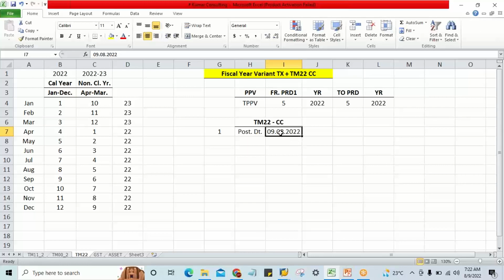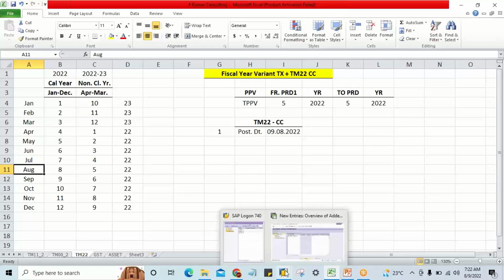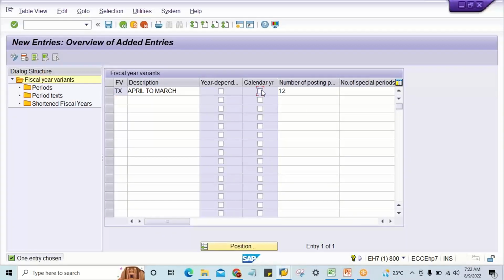So SAP is going to check which month. 08. 08 means what, guys? 08 means it is August. Okay. So which fiscal year are we using? Let's suppose TX is our fiscal year variant. In TX, we have defined that we are going to use non-calendar year. How will SAP come to non-calendar year, guys? If you apply a check mark here, then it is calendar year. If you don't apply a check mark, then it means it is non-calendar year.